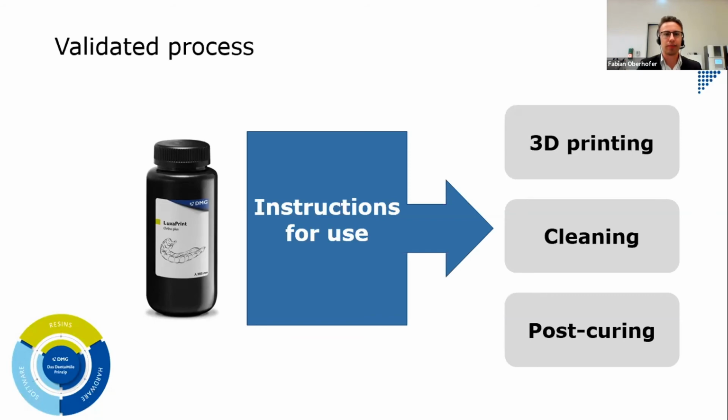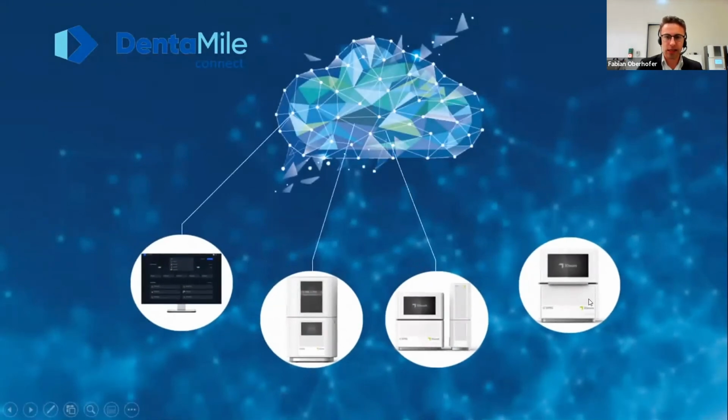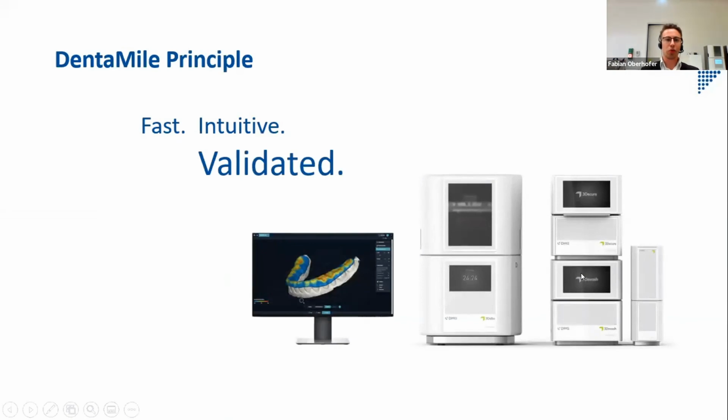That is what we have done with our whole system. It's Dentamal Connect, which is cloud-based, and it connects all the devices, as you have seen, and everything is documented, and it's a validated process. You choose the right material inside the Dentamal Connect. You put the right material into the printer. You have to scan the RFID code which is on the bottle. I have one here. So this is the RFID code. Can you see it? You have to scan this on the printer, so the printer knows exactly which material is inside, when it will expire, and so on. And the post-processing, like washing and curing, is also connected to this whole validated process. This is what we call the Dentamal principle. It's fast, intuitive, and validated.